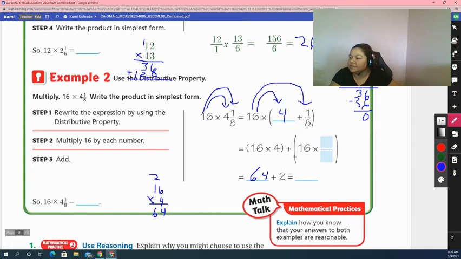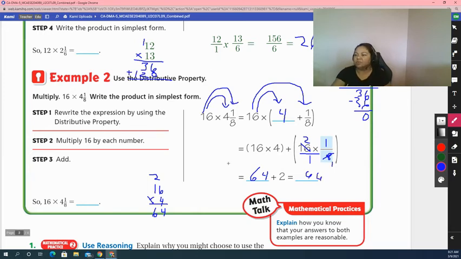And then I multiply 16 times 1/8. To multiply that, I can write the whole number as a fraction, which is 16 over 1. And if you notice here, I can actually cross-simplify. I have 8 and 16 going diagonally, so I can divide both by 8. 8 divided by 8 is 1, 16 divided by 8 is 2. So that would be 2 times 1 is 2, 1 times 1 is 1. So the product of these fractions was 2. So now I just add 64 plus 2 equals 66.